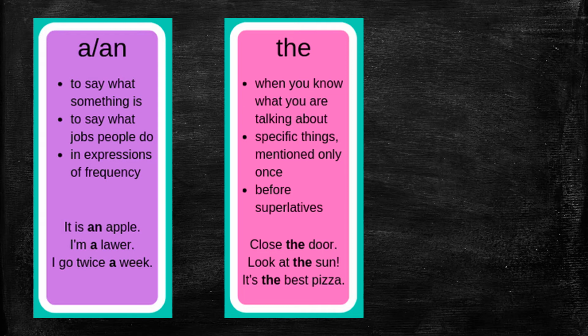Look at the sun. It is really specific because we only have one sun in our solar system. It's the best pizza, so I'm putting it at the top in a superlative form. Remember that with superlatives, we always need the word the before the adjective in superlative form.